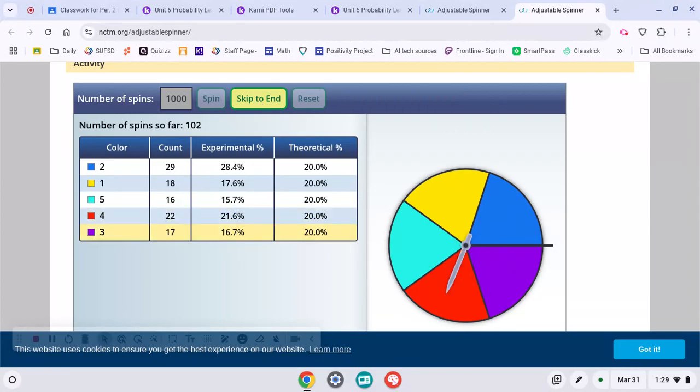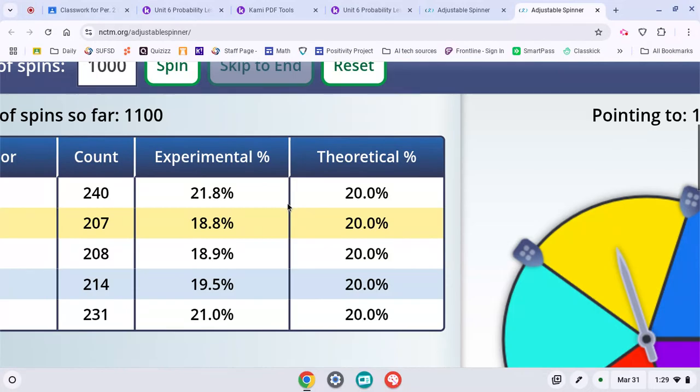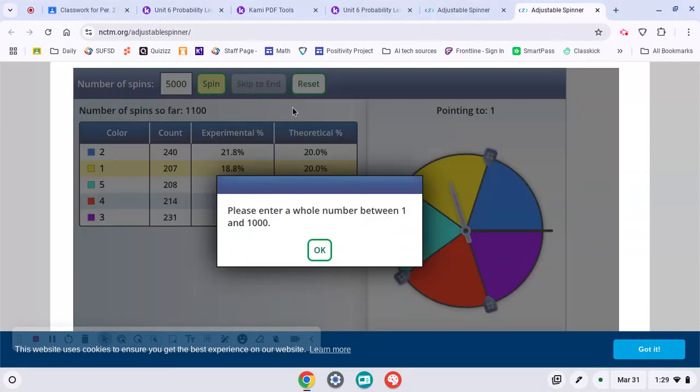Let's watch a couple before I skip to the end. Oh, there, the 1 caught up. That number 5 has to catch up. All right, let's jump to the end. Yeah, take a look at that. This was 1,000 times. We are getting very close to having our relative frequency, aka experimental probability, equaling our theoretical. Let's see if they'll let us spin it 5,000 times. Hey, they let me type it. Oh, nope, 1,000 was the max.